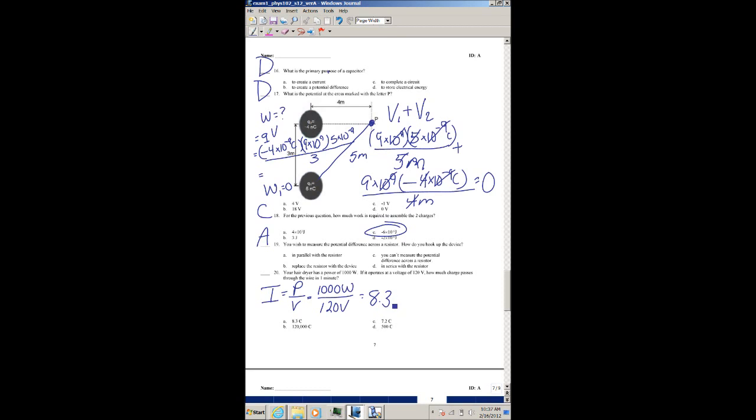You get 8.3 amps. Then I want to find the charge. The definition of I is Q over T, charge over time. So Q is equal to I times T, which is 8.3 amps. An amp is a coulomb per second, so we need to change our time into the SI unit, which is seconds. So 60 seconds, 8 times 60, so 500. So the answer is D.